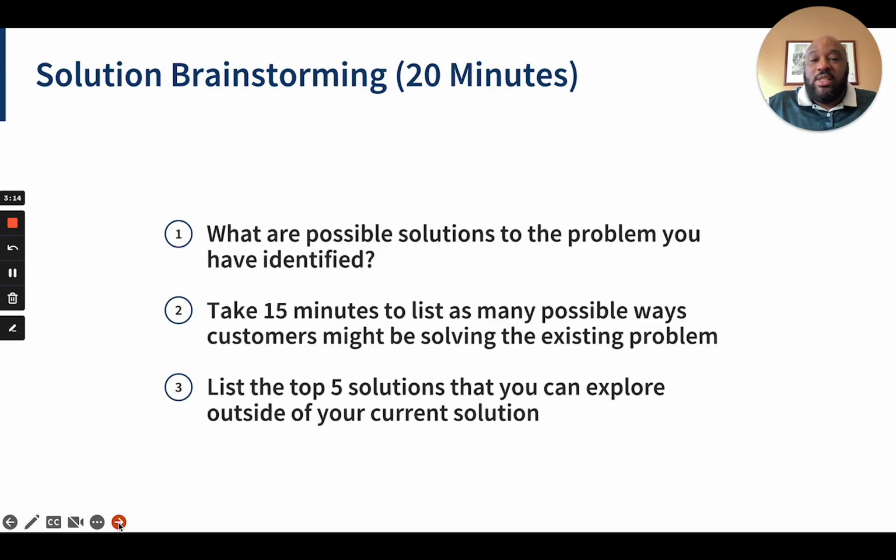And now I want you to list as many possible ways that the customer might be solving this existing problem now. We talked about existing alternatives, what's out there in the marketplace, what are some of the possibilities that individuals might actually have. And then once you're done with that, I want you to list the top 5 solutions you can explore outside of your current solution. Remember, the problem is going to be the same, but the solution may change. All right. So go ahead and do that, and then we'll be back with the next part.